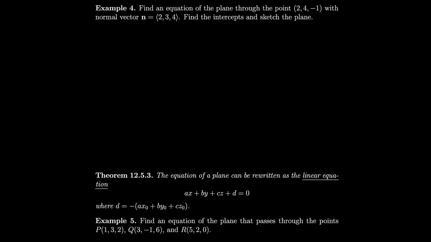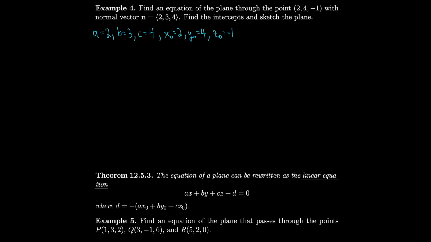Let's do an example by finding an equation of the plane through the point 2, 4, minus 1 with normal vector 2, 3, 4. So if the normal vector is 2, 3, 4, that means that's what our A, B, and C are. So A is 2, B is 3, and C is 4. We also have our initial point 2, 4, minus 1, so that's what our x naught, y naught, and z naught are. So we have 2, 4, and minus 1.